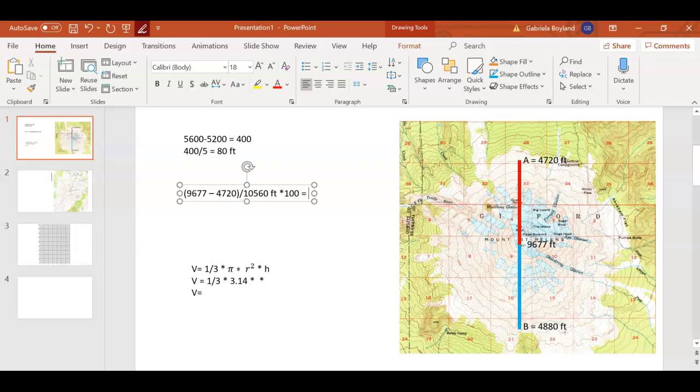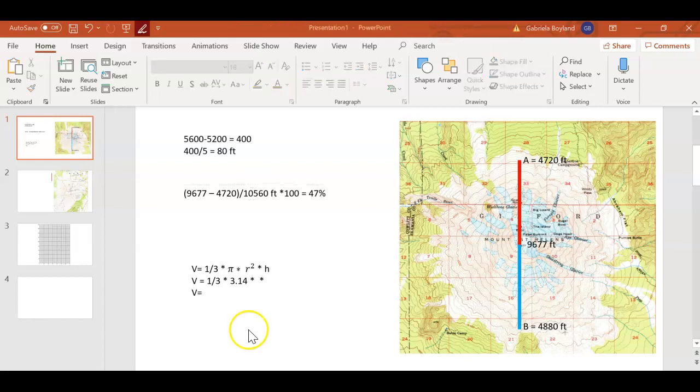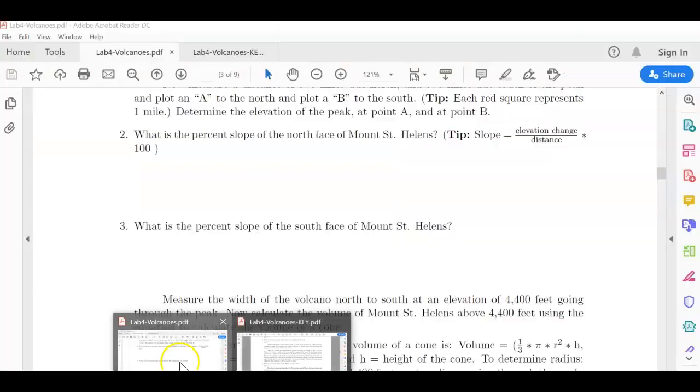So why did I change from miles to feet? Because I want my units to stay equal. So since this is feet measured on top, I want feet also measured here. So what do I end up getting with that calculation? I get 96.77 minus 47.20 divided by 10,560 times 100, so I get about 47% slope. Alright, so that would be the answer for 2.